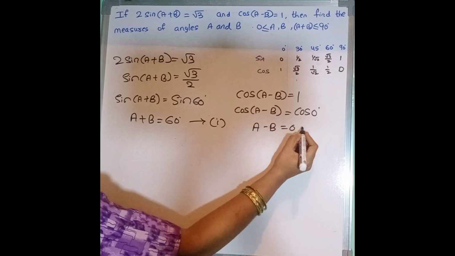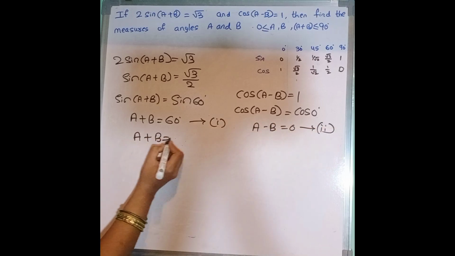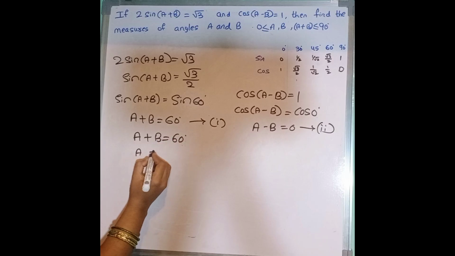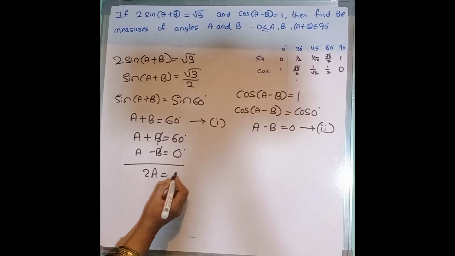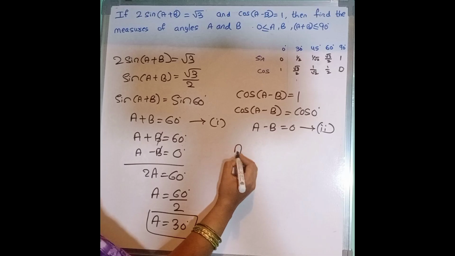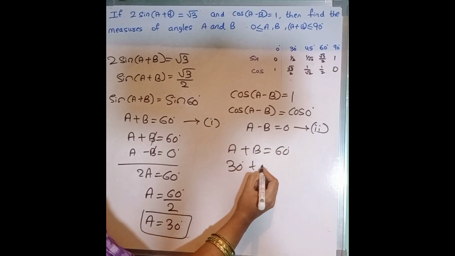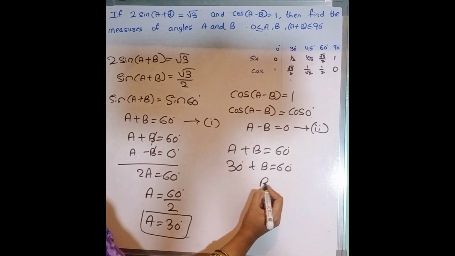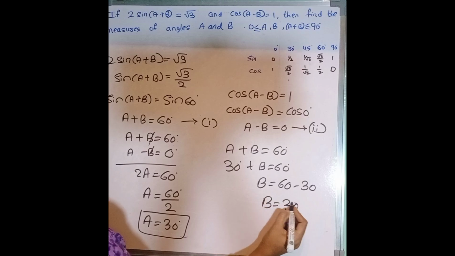Solving these two equations, we get the values of A and B. A plus B is equal to 60 degree. A minus B is equal to 0 degree. These are cancelled. 2A is equal to 60 degree. A is equal to 60 divided by 2. That means A is equal to 30 degree. Put the value of A is equal to 30 degree in equation 1. We get A plus B is equal to 60 degree. 30 plus B is equal to 60 degree. B is equal to 60 minus 30, that is B is equal to 30 degree.